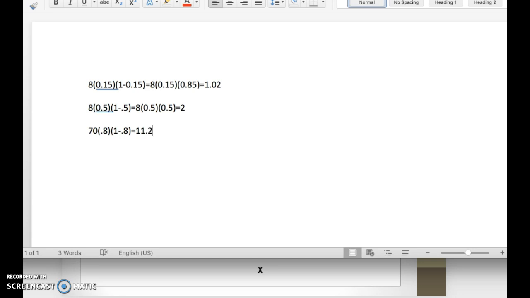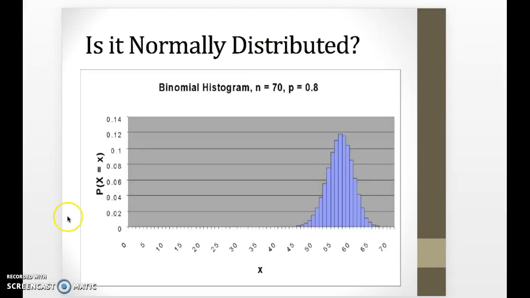So in this scenario, this value is above 10. We've met the condition of being greater than 10, and we could use a normal curve. Notice that this histogram is a lot smoother, a lot less chunky, and we would be able to make a pretty good approximation. So in this case, we'll stop here.